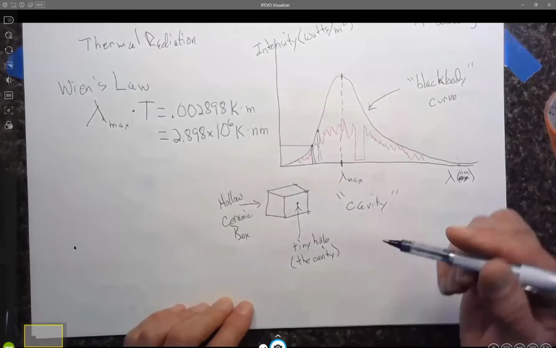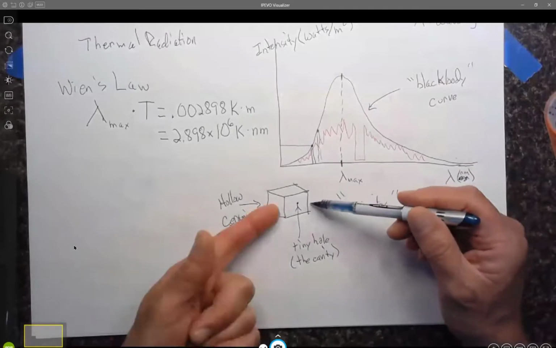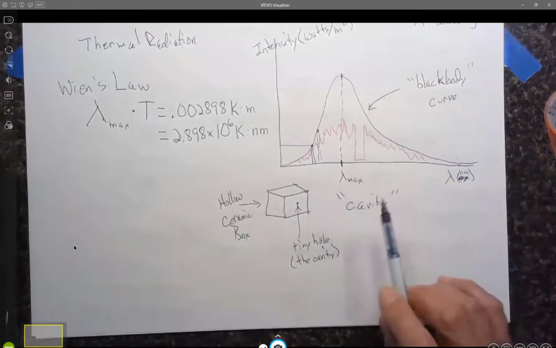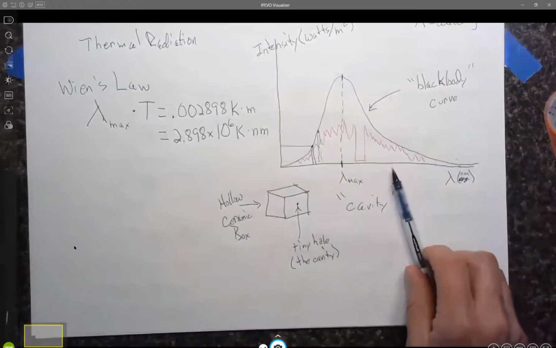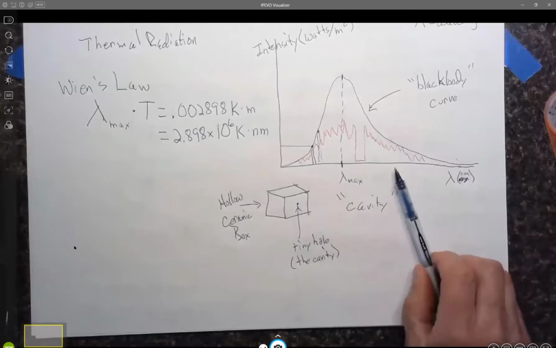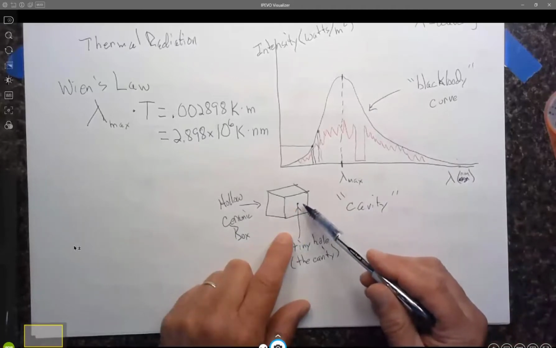So what do we have so far? We've got this hollow ceramic box. You stick it in a kiln, and it produces this nice smooth curve better than anything else that you can ever come up with. And it turns out that black objects are better at radiating energy.